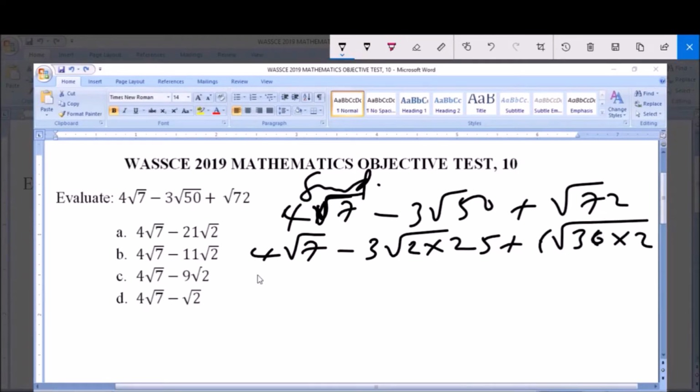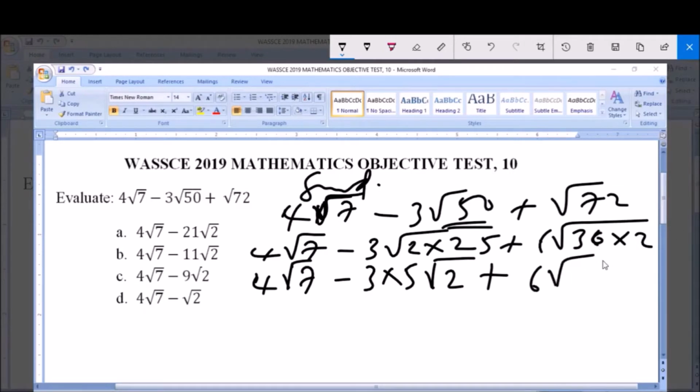Now we solve further. The root of 25 will give you 5, so the 5 will come out: 3 times 5 root 2. If you find the square root of 25, you get 5. So 3 root 50 is the same thing as 3 times 5 root 2. Then plus the square root of 36, which gives you 6, so we have 6 root 2. Root 2 is not a whole number.